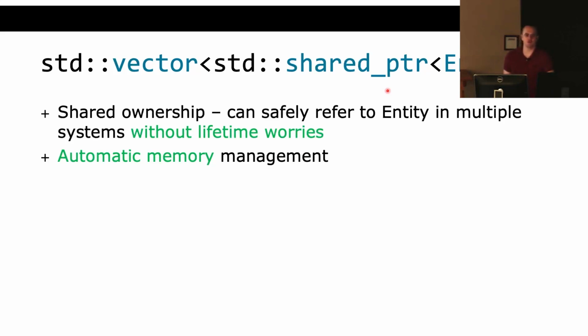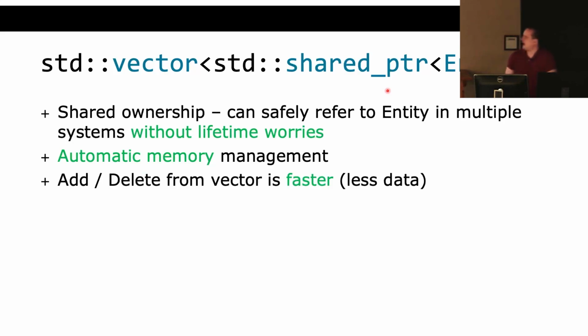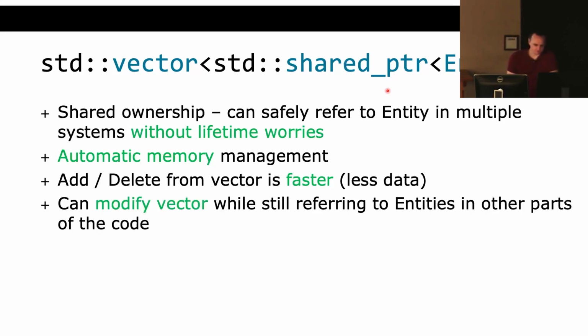Automatic memory management. We don't need to worry about the lifetime of this vector because the shared pointer will just handle everything using RAII. Adding and deleting from the vector itself, because the shared pointer is less data than the entity itself, that'll be far less data to shift around. And so the actual adding of things to the vector and the deletion of things from the vector will be a little bit faster. However, the creation of shared pointers of entities is slower than the creation of entities themselves.